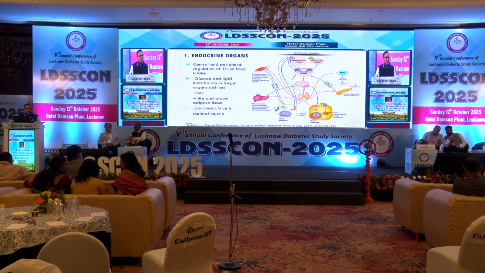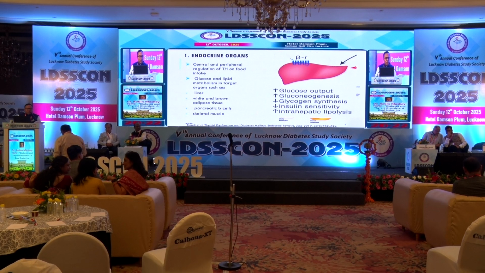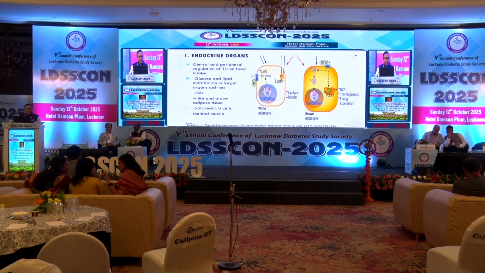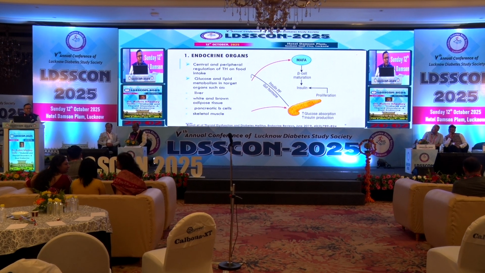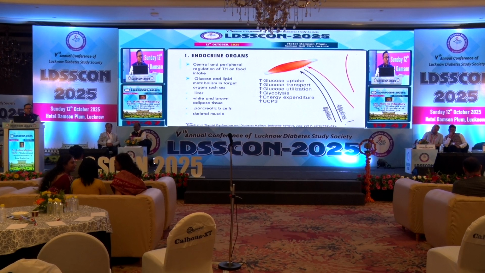So how does the thyroid gland help in causing the pathophysiological link between diabetes and thyroid? You can see in this cartoon that the thyroid gland increases glucose output and gluconeogenesis. In white and brown adipose tissues, thyroid hormone receptors act, and the active hormone T3 increases lipolysis, thermogenesis, and energy expenditure. Likewise, thyroid hormone receptors act on the beta cells with the help of MAFA, causing beta cell maturation and increased insulin secretion, thereby increasing glucose absorption. In the muscles, T3 also acts by secreting adipokines and myokines.